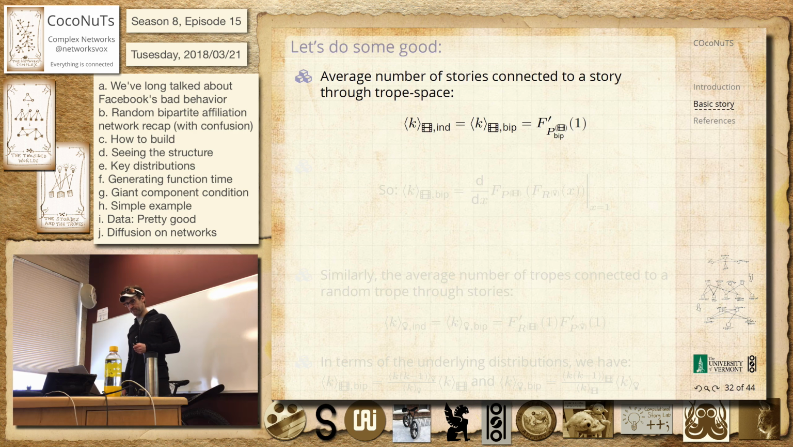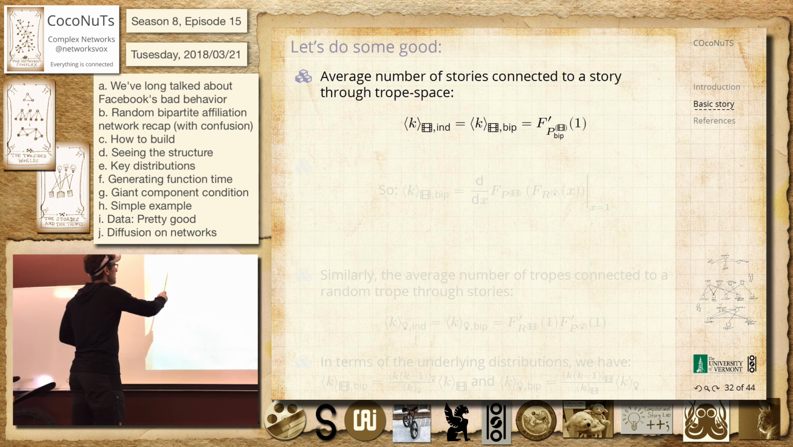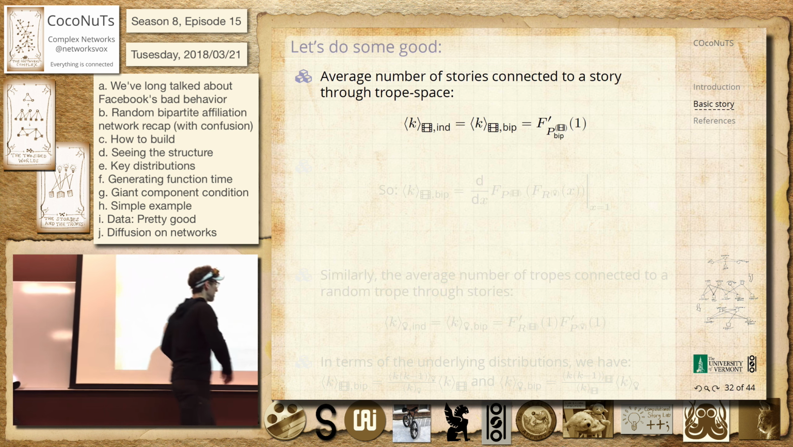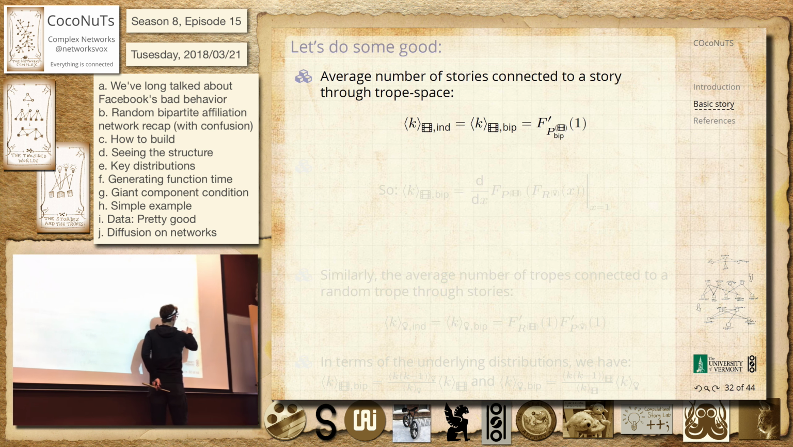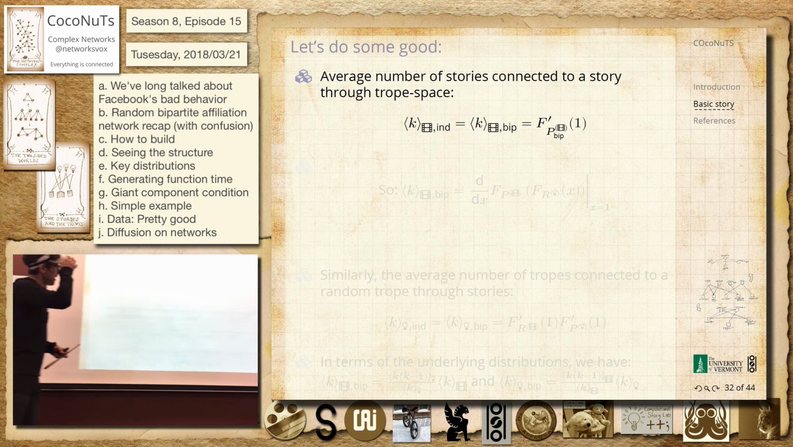But once we've done that, then we can piece together some pieces. So this is going to be the number of stories connected to a story through trope space, right? So this is the average number. So I'm going to start here. How many on average? And so that's a really crucial piece.